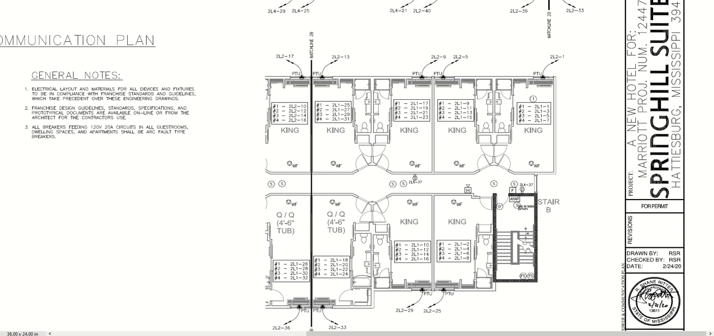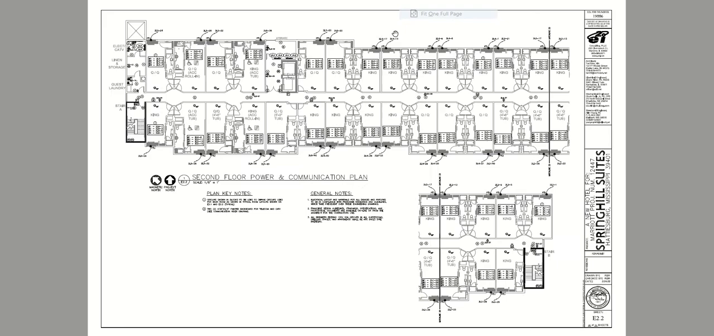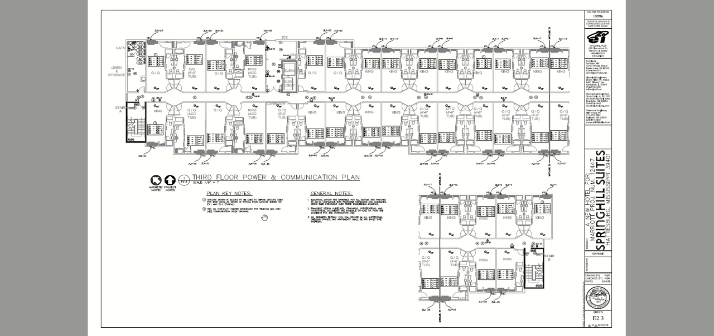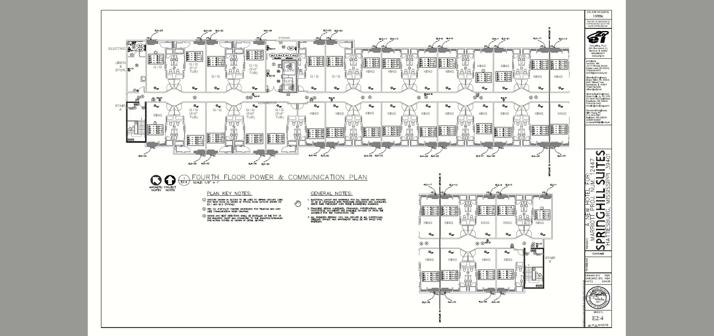The next sheet should be pretty much the same because it's identical to the second floor. So the third floor is the same, and then this fourth floor again, same thing going on here. So everything is pretty typical there.